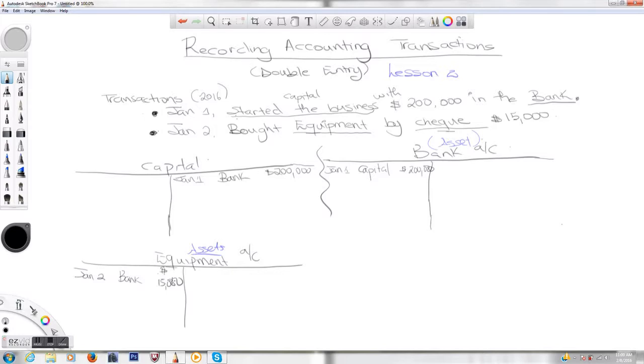And then in the bank account, bank is an asset. When we buy equipment by check, the amount of money we have in the bank will fall because we're spending it to buy equipment. So the amount of money in the bank is decreasing. So since this transaction is decreasing the amount of money we have in the bank, and bank is an asset, to decrease an asset, we credit. So we credit the bank account.